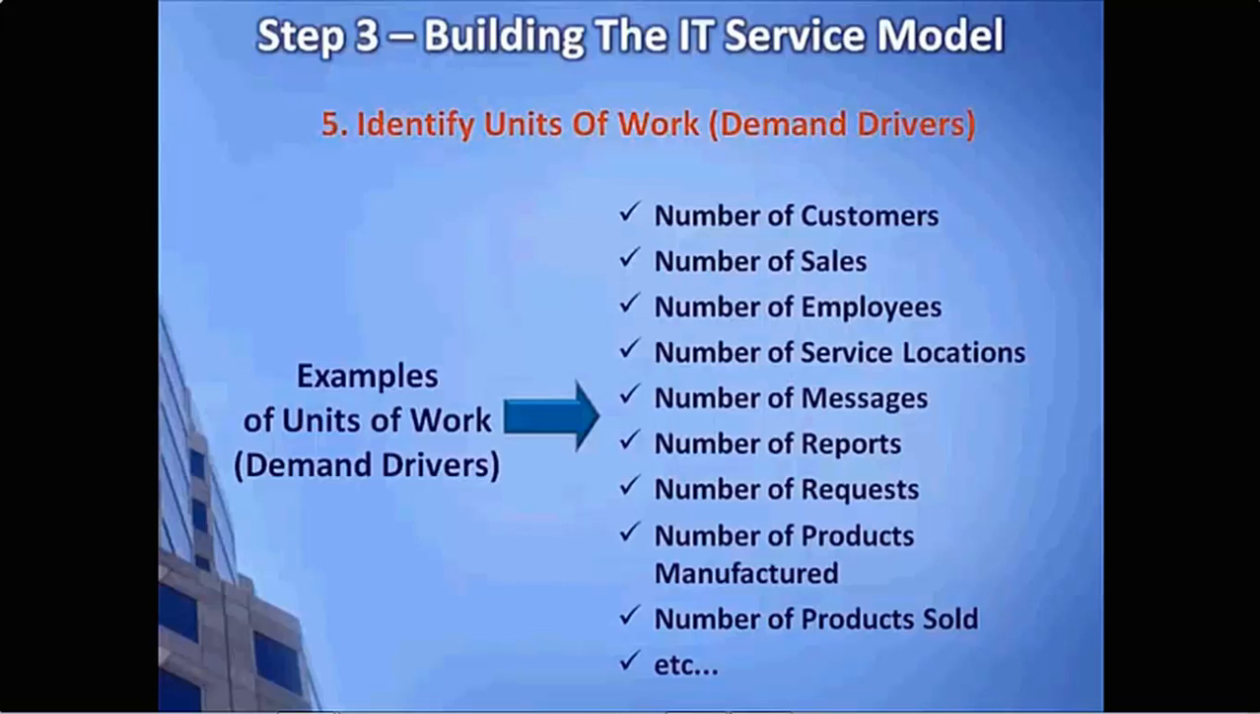So to do this, we need to identify units of work, demand drivers, that actually consume the services. These are always expressed in terms of units of work that are business related. So number of customers, number of sales, employees, service locations. So in our email example, probably something like number of employees is what drives the use of email service. You can certainly identify more granular things if you want, but this is a good starting point.